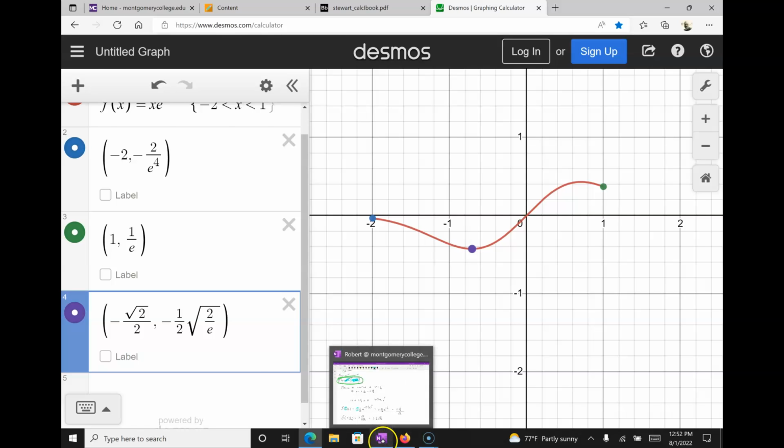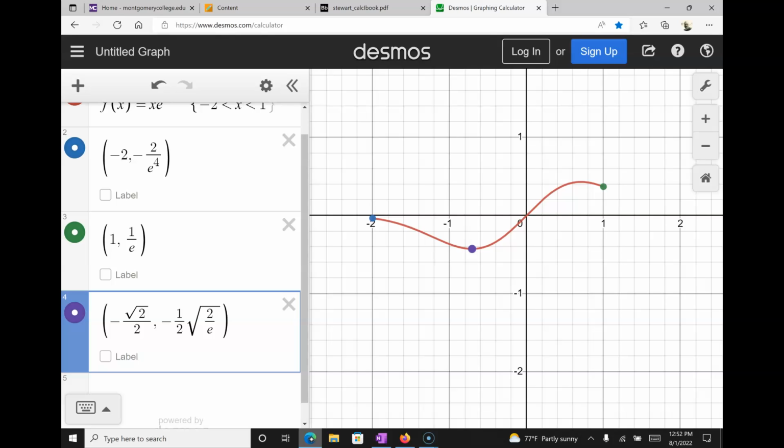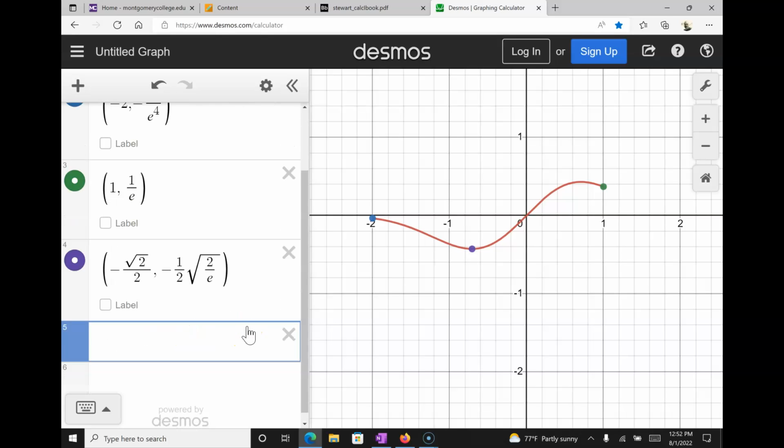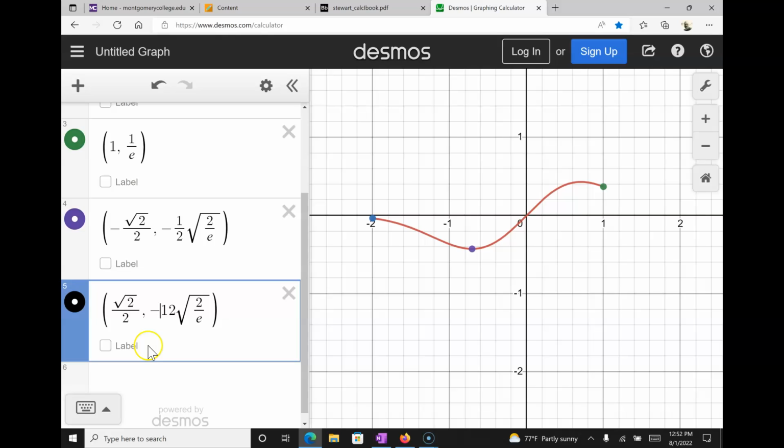So let me go back to the beginning here. I find the critical value, find when f prime is 0, and I got it, plus or minus square root of 2 over 2. And now I plug that into the function. Plug those criticals in the open interval to the function. So let me put the other one in there. So I'm putting in the positive rad 2 over 2, and I get this answer. And you can see there's my max value.